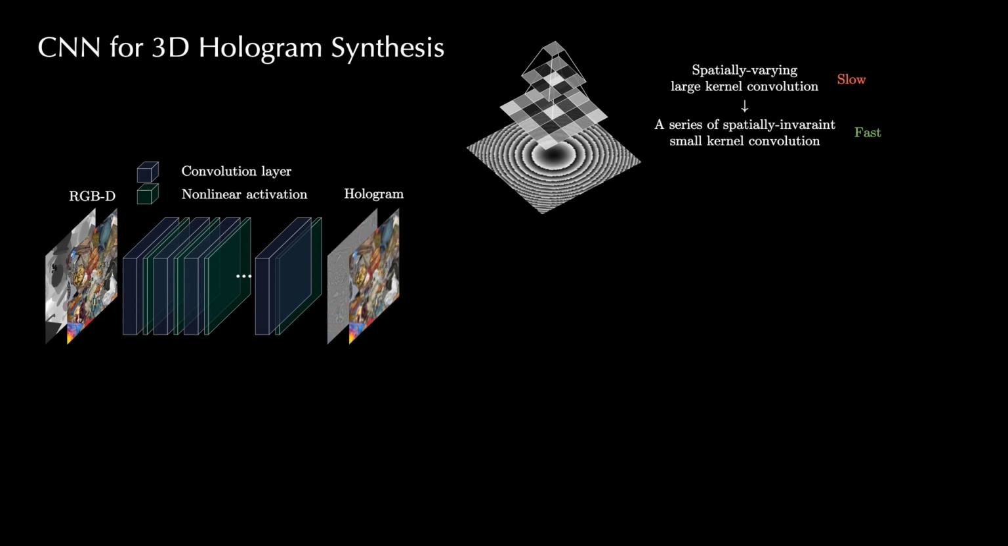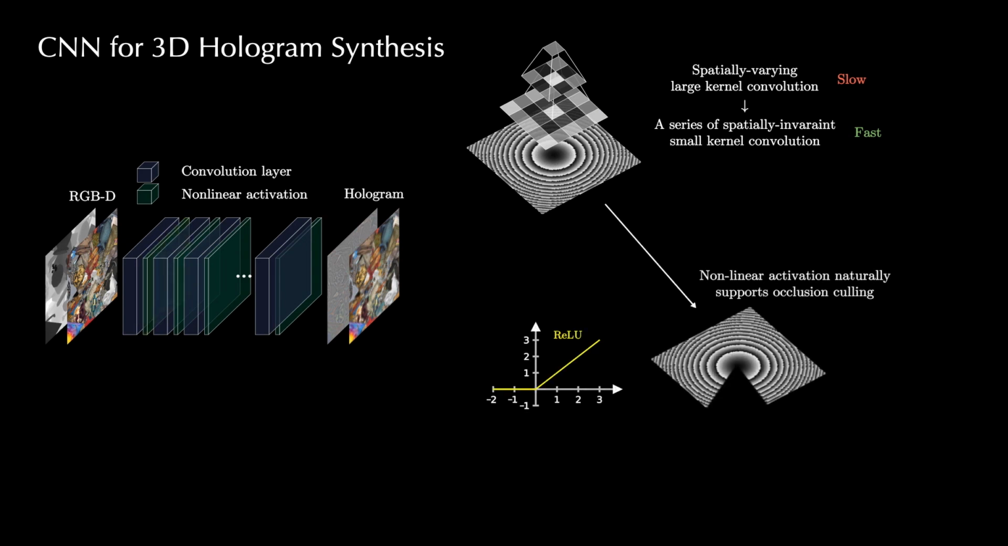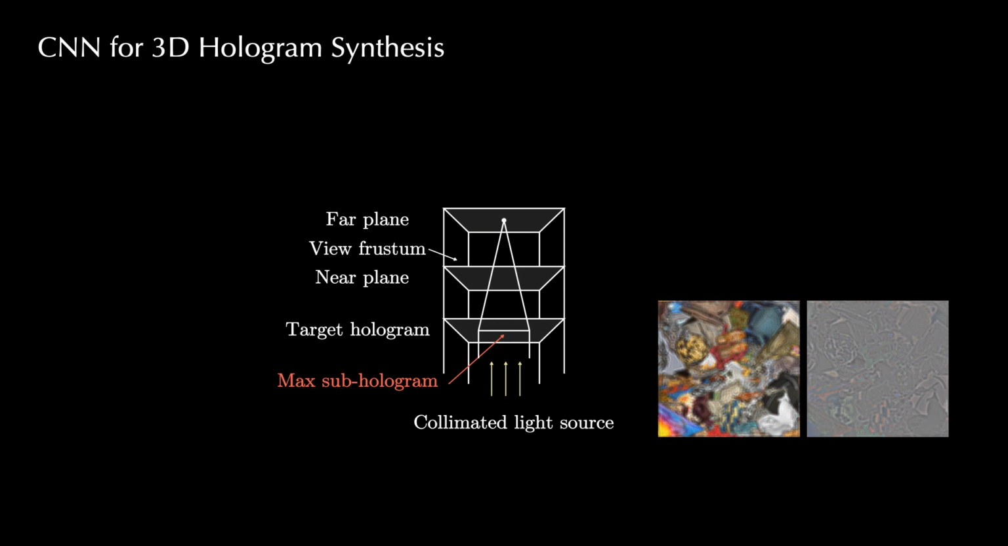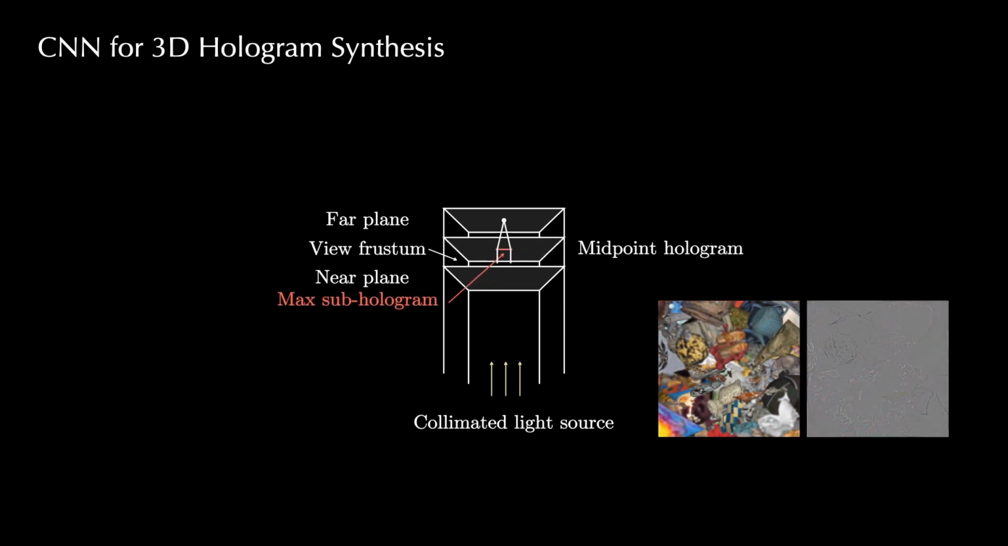The nonlinear activation, such as ReLU, also stops forward propagation of occluded wavefronts, thus naturally modeling occlusion. Since the number of required convolution layers is proportional to the extent of the subhologram, we further reduce the computational cost by mapping any projection geometry to a collimated counterpart and propagating the target hologram to the center of the 3D volume to minimize the extent of the maximum subhologram. After CNN prediction, we can backpropagate the predicted hologram to any target location for the desired display configurations.